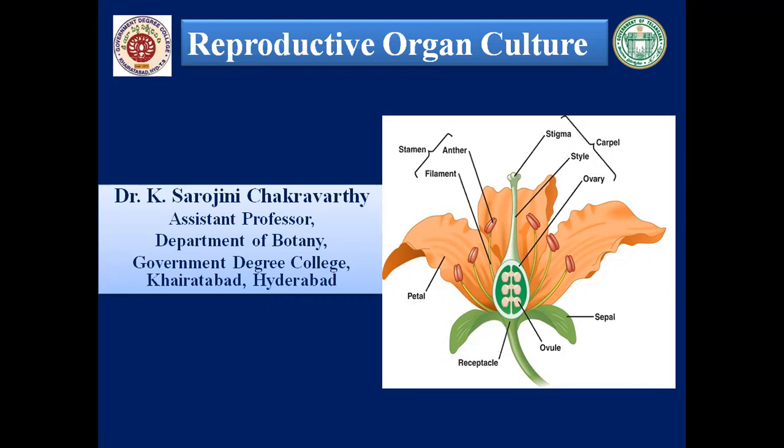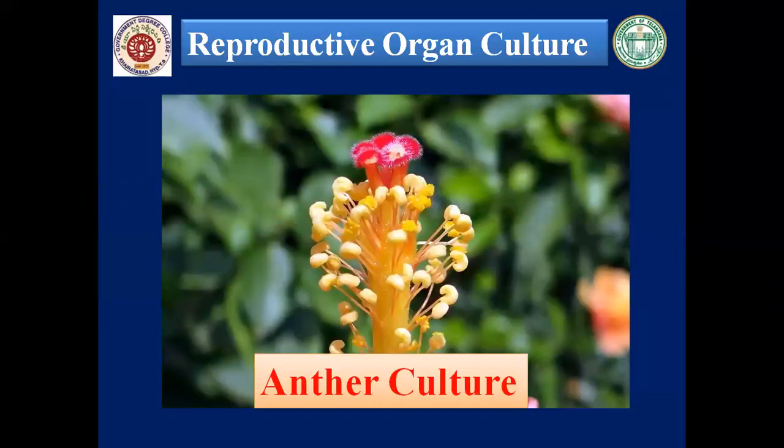So, what is a reproductive organ culture? If the reproductive organs like ovary, ovule, anthers, pollen grains, or embryo form the explants of the tissue culture technique, then it is known as reproductive organ culture. In this class, we are going to see anther culture in detail. So, we'll start with anther culture.